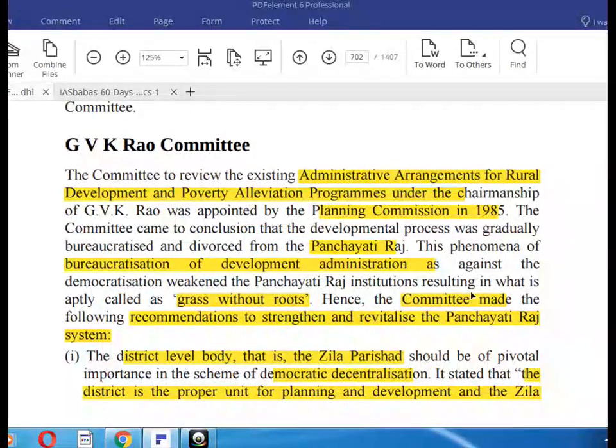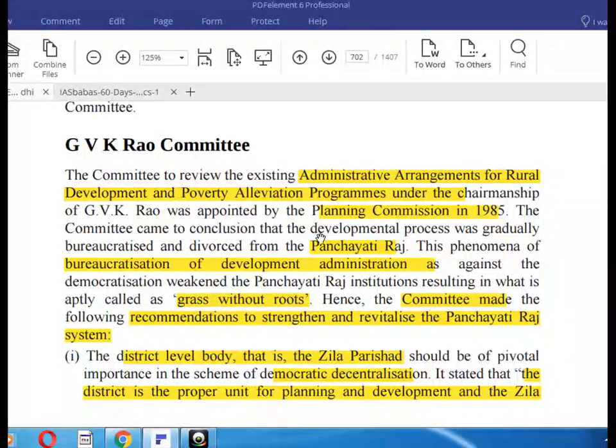Now, the GVK Rao Committee. The committee reviewed the existing administrative arrangements for rural development and poverty alleviation programs. It was appointed under the chairmanship of GVK Rao by the Planning Commission in 1985.